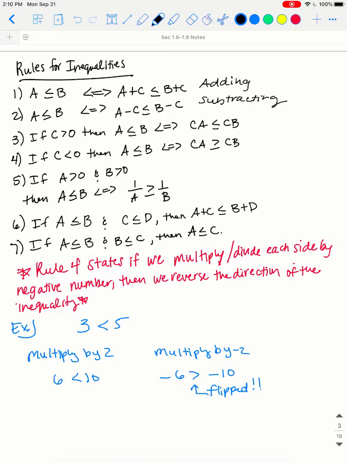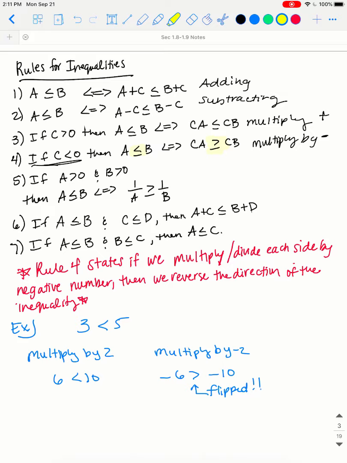And then 3 is if C is greater than 0 and A is less than or equal to B, when you multiply by a positive C, the inequality also stays the same. However, if C is less than 0 and A is less than or equal to B, when you multiply by a negative number, the inequality flips. So make sure you catch that. So here we have less than or equal to, but then it flips. And then so C times A is greater than or equal to C times B when you multiply by a negative number.